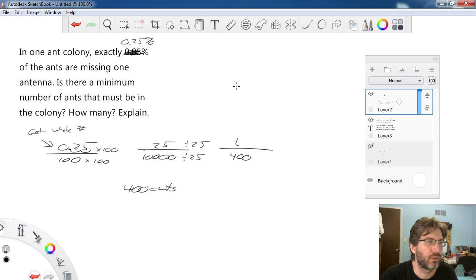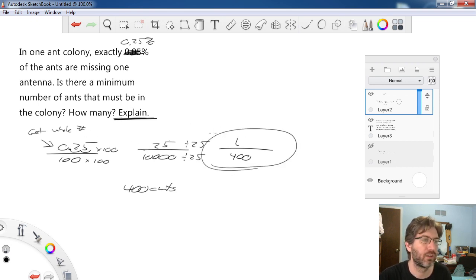We'll have 1 with a percentage. Yeah, I know it's worded weird, but it's asking you to explain, and the explain part is what I'm really looking at. Like, what does this fraction actually mean? This means that for every 400 ants, one of them is missing an antenna. For every 100 ants, 0.25 is missing an antenna. That's really what I'm looking for, is that explanation.